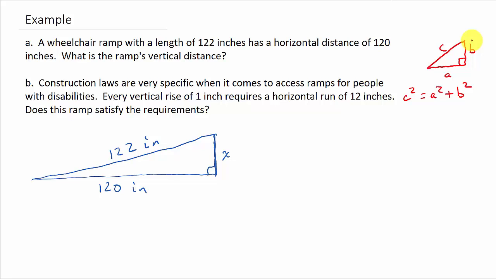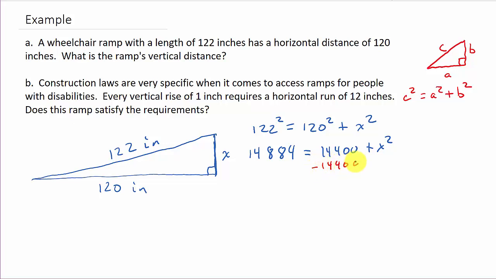Now here we can see the hypotenuse is 122 inches. That's the side opposite the 90 degree angle. So that means we've got 122 squared is equal to this leg squared plus this leg squared. And so that is going to give us 14,884 equals 14,400 plus x squared.